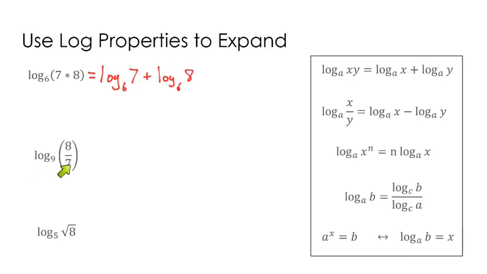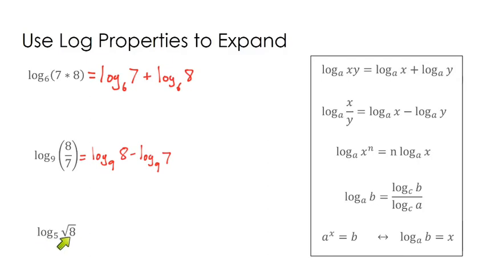Let's move on to number 2. Let's first try to identify which of these properties looks most like the problem that we have, which one has the same structure, and hopefully you're saying this one, okay? So I have a log, a base of 9, of 8/7, that should be written as log base 9 of 8, minus log base 9 of 7. The numerator minus the denominator. Hopefully you see how we go from here to here. So let me just write it out. It's going to be equal to log base 9 of the numerator minus the log of the same base of the denominator.